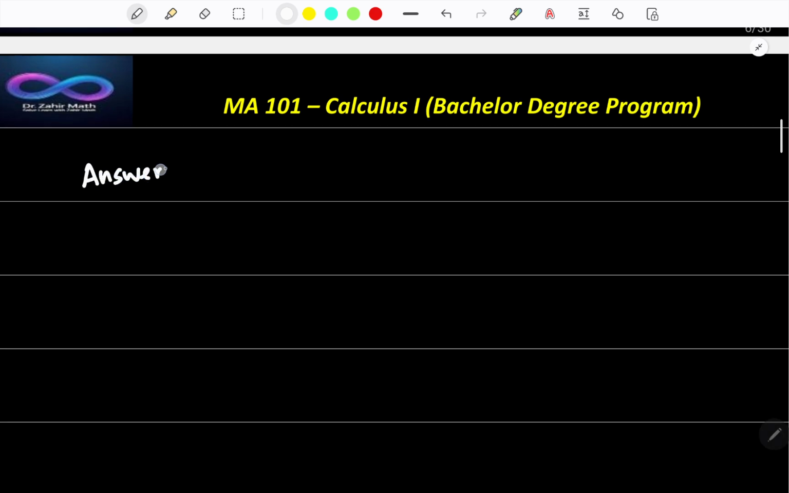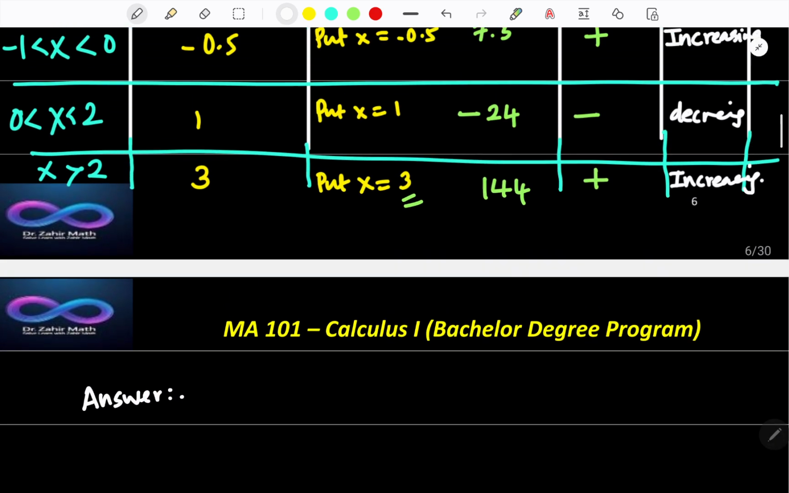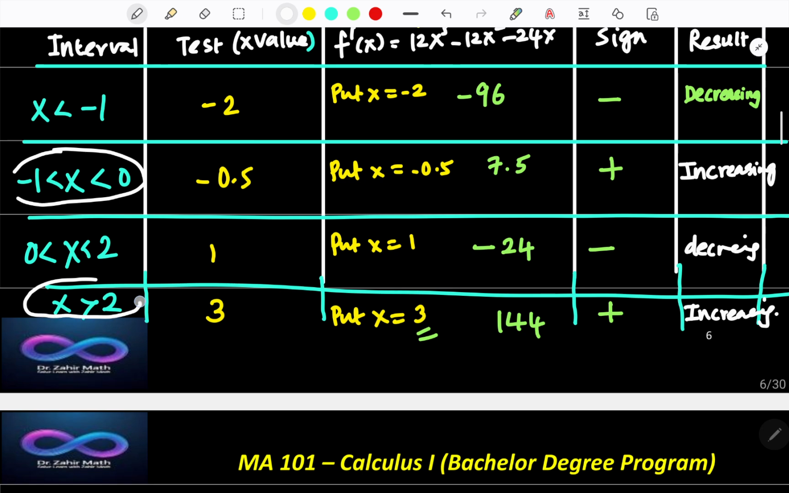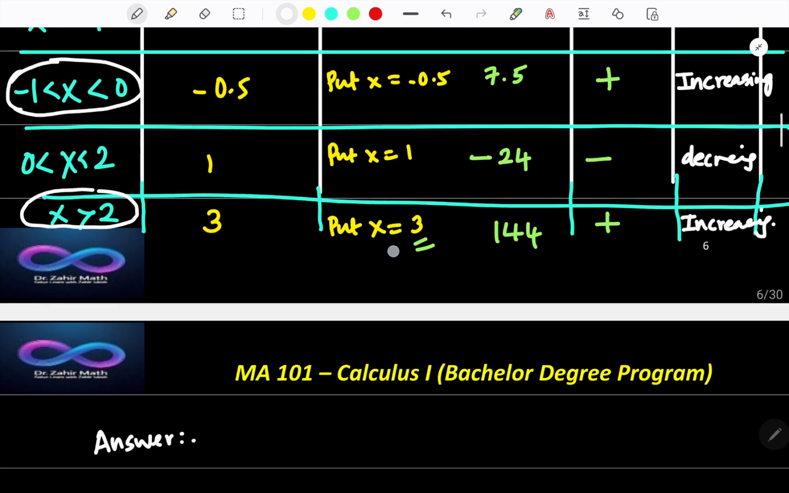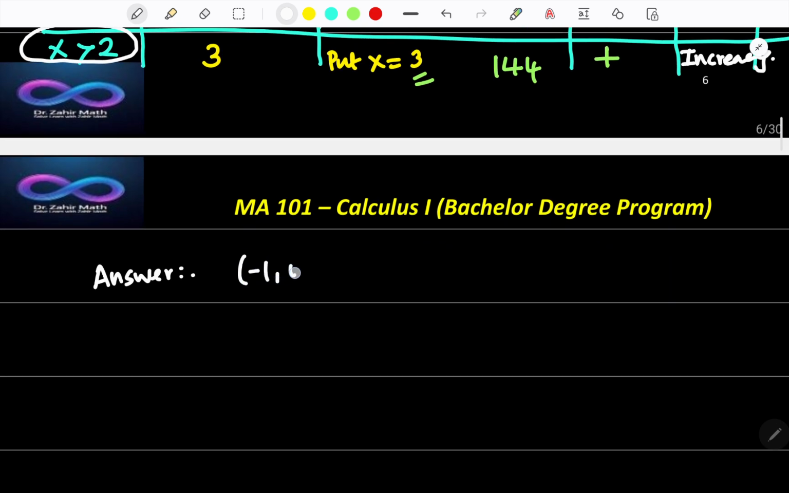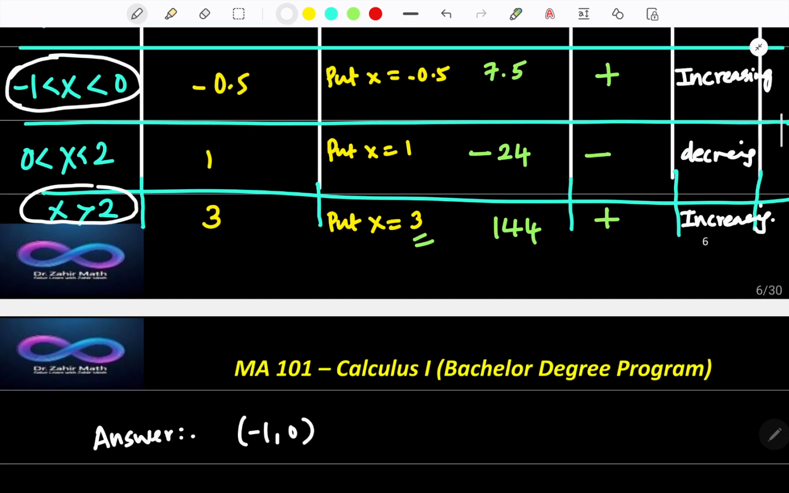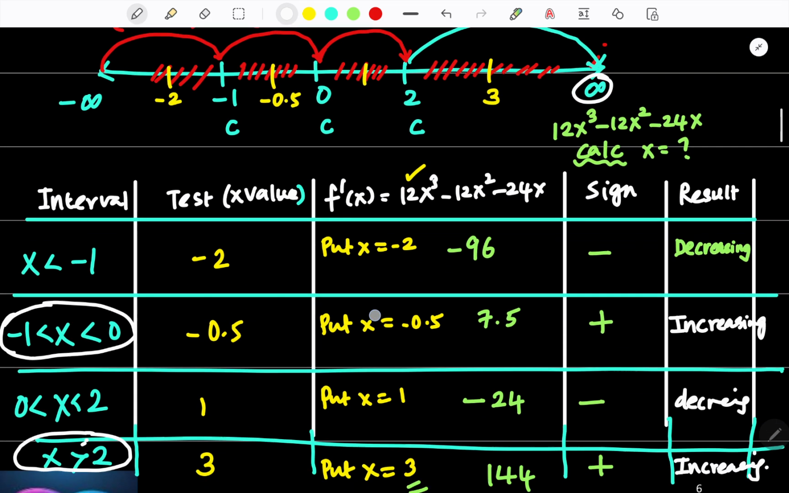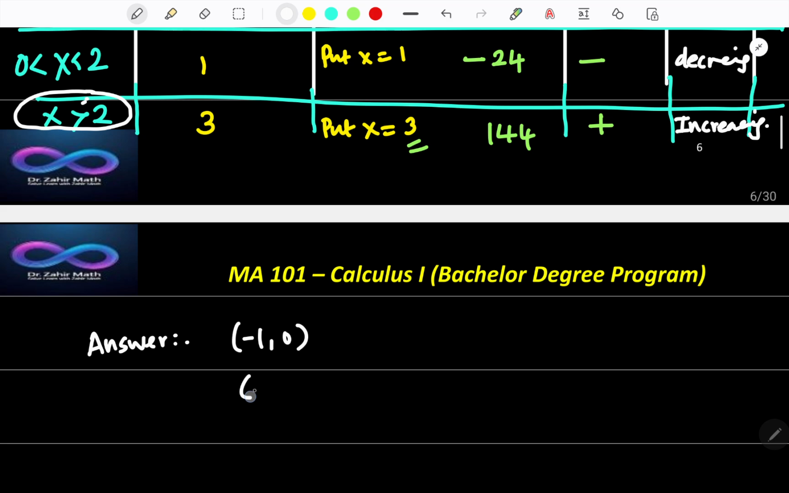So the answer, how are you going to write it? Look here everybody. Where are the places increasing? Here it is increasing, and here it is increasing. Can you see that? So it means minus 1 comma 0 is increasing. And x more than 2 is also increasing. More than 2 means it is going up to infinity. So 2 comma infinity, in this place it is increasing. You have to write the answer like this.